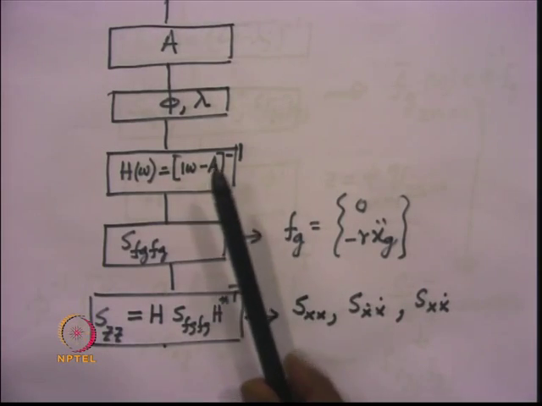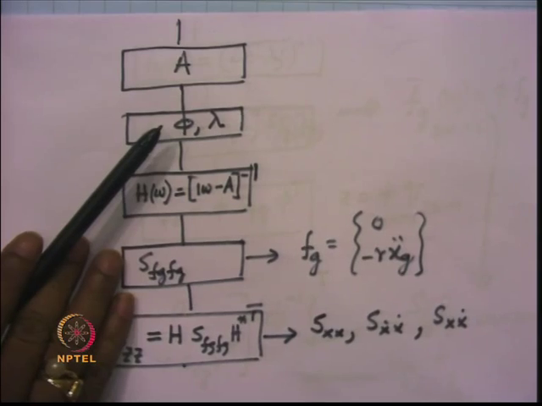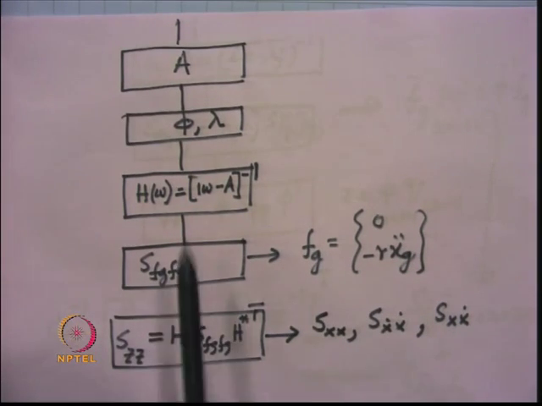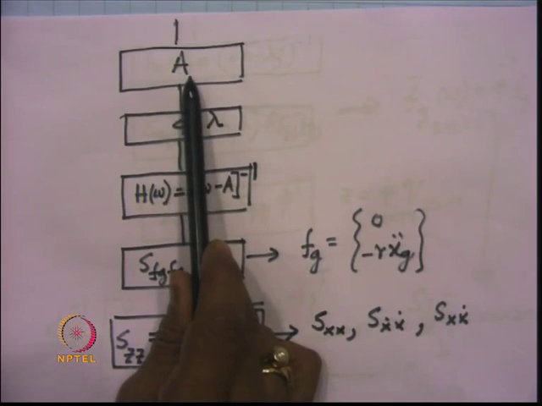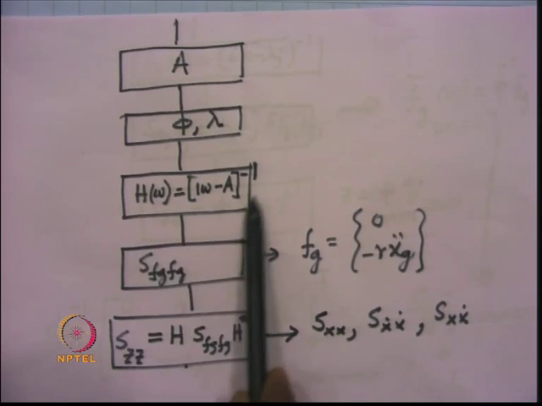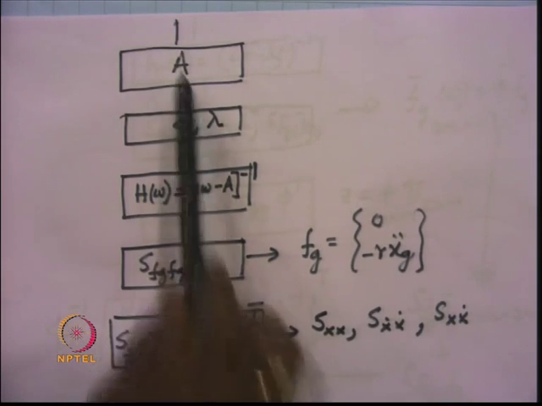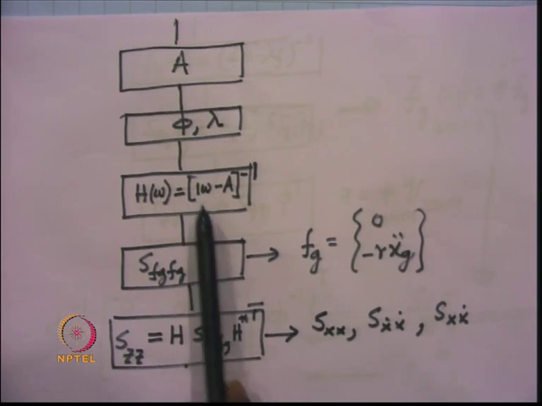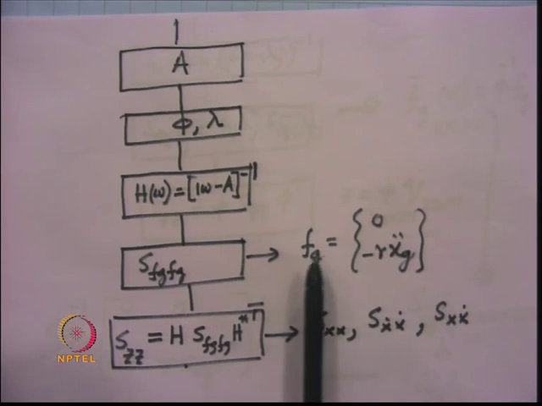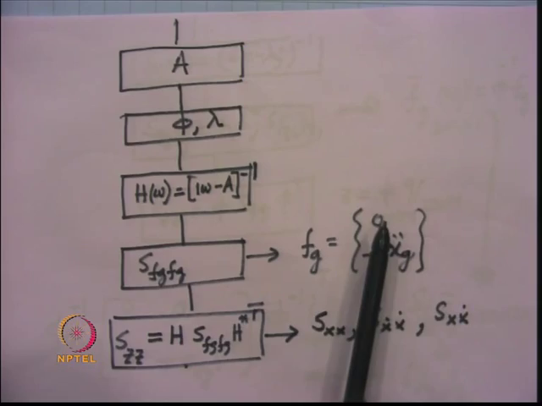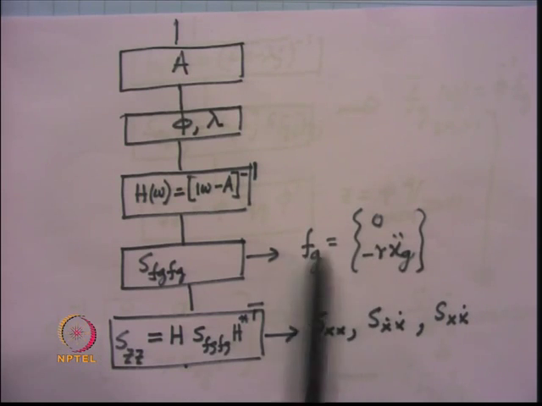Next, if we want to go for the state space analysis, then the A matrix must first be generated from the K, M and C matrices. Then we obtain the eigenvalues and eigenvectors of matrix A and obtain the frequency response function matrix using matrix A and an identity matrix I. Then we obtain the S_FG-S_FG matrix, that is the power spectral density function matrix of the F_G vector, which consists of 0 and minus R ẍg. And how to construct S_FG-S_FG I had described just before.